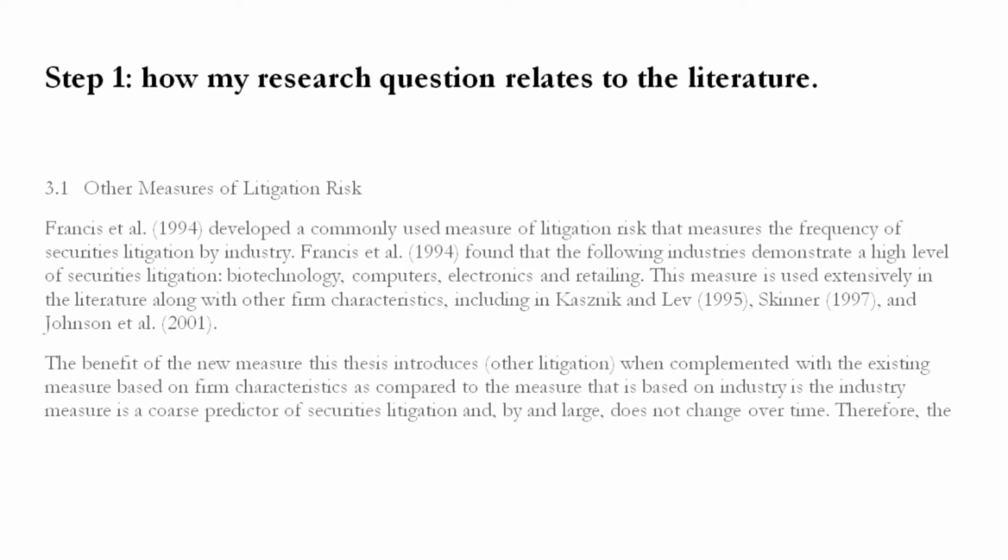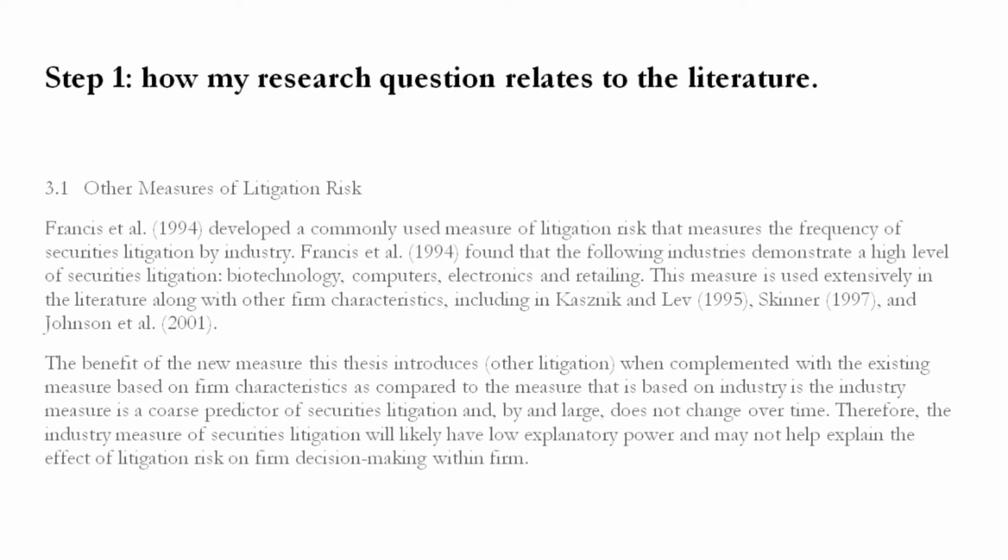I then say the benefit of the new measure this thesis introduces, that's other litigation, when complemented with the existing measure based on firm characteristics, as compared to the measure that is based on industry, is that the industry measure is a coarse predictor of securities litigation and by and large does not change over time. Therefore, the industry measure of securities litigation will likely have low explanatory power and may not help explain the effect of litigation risk on firm decision making within the firm. So this basically shows I give a description of a paper that has another measure of litigation risk in the literature, and then I explain how my new measure relates to that paper.